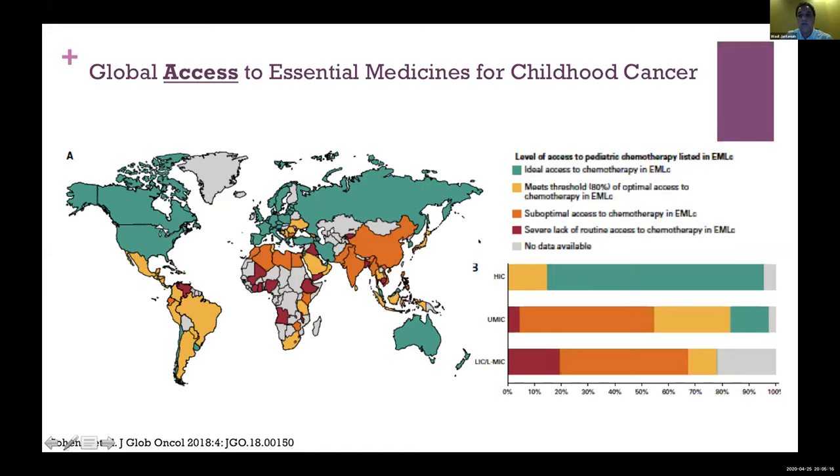And as you can see here, even in high-income countries, there was a difference in access to essential medications for childhood cancer. And at a global level, the effect of a pandemic is expected to magnify the access problem depending on the baseline access for each country. So it hits different countries at different levels.